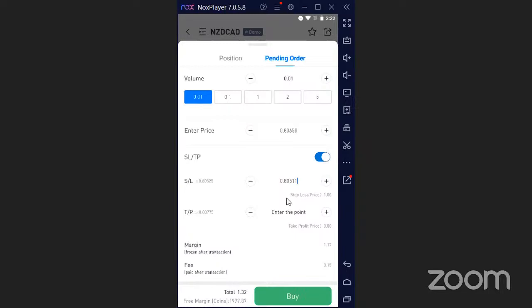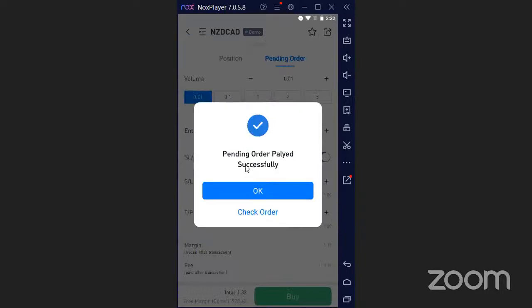And let's say we have a take profit of... Okay. Then everything is set up here. I have entered the price I want the buy trade to get executed from. I have my stop loss and my take profit set. So now I'm just going to click on buy, and my pending order has been set successfully.